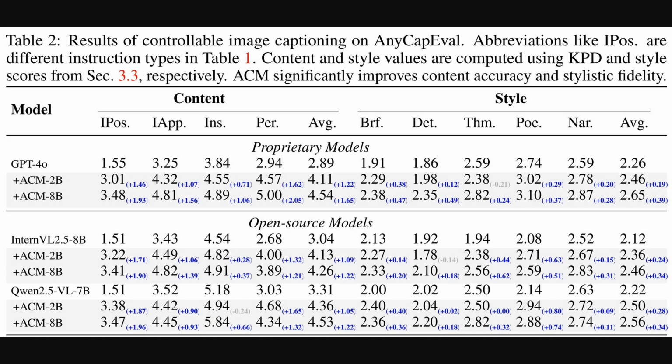Alright, moving to the results. This table really puts that evaluation benchmark to the test. It shows the performance of different models on controllable image captioning. We see scores for both proprietary models like GPT-4o and some popular open source models. The results are split into content and style, with columns for specific instruction types. And the key takeaway is clear. Adding the AnyCap model, or ACM, dramatically boosts performance across the board. For instance, the 8 billion parameter ACM lifts GPT-4o's average content score from 2.89 to 4.54.